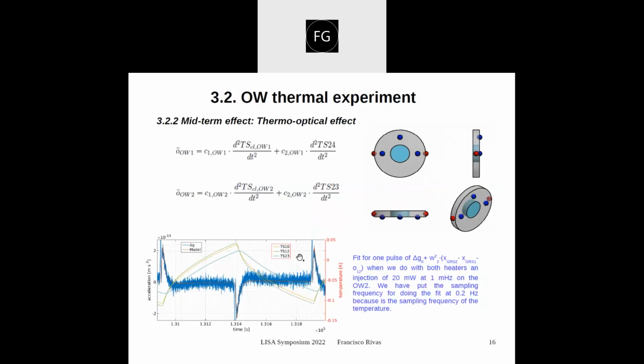In fact, in this slide, you can see the measured acceleration given by the blue line, while the red line, this other one, gives us the fit produced using the model that we have at the top of this slide, these 2 models, one for each optical window. And that depends on the temperature measured with the thermal sensors on the optical windows, this element here.